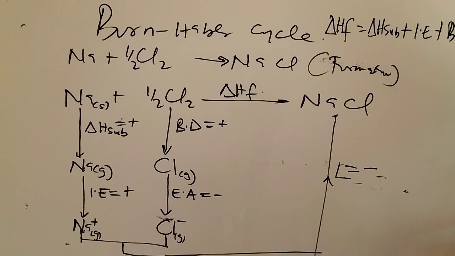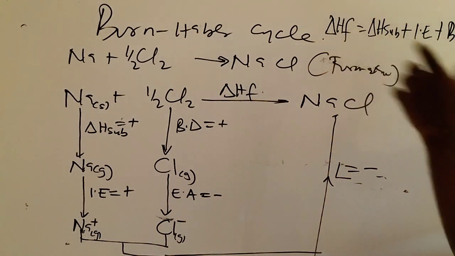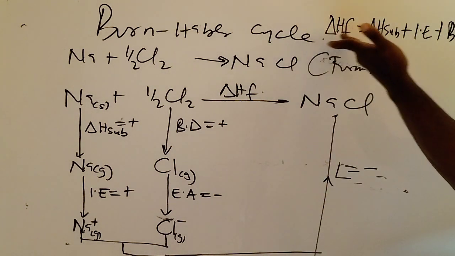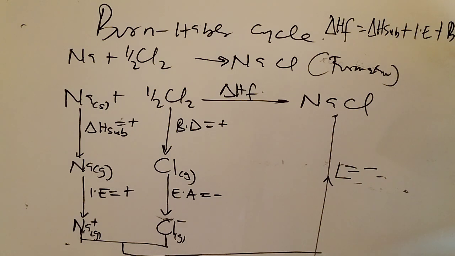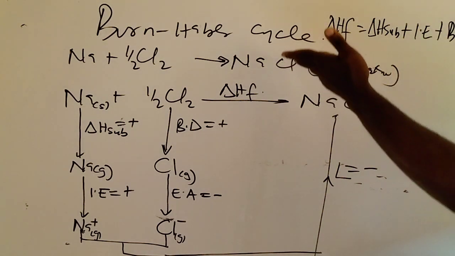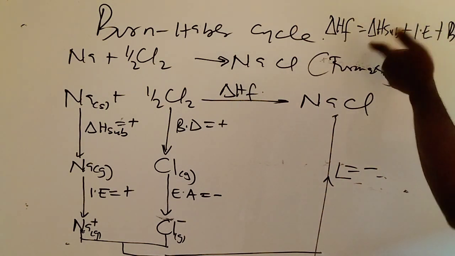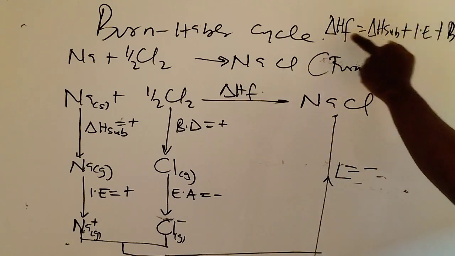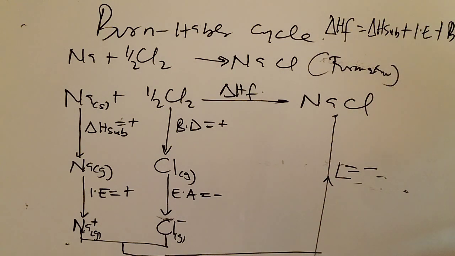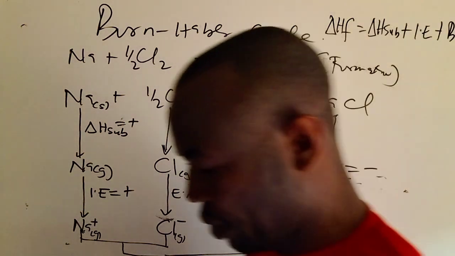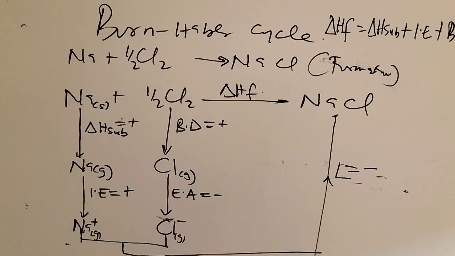In questions involving the Born-Haber cycle, you may be given all of these and asked to find the lattice energy, or you'll be given any of them with one made unknown, or you'll be given everything and asked to find the enthalpy of formation, and so on. You follow this process to solve it. So let's now take some questions.